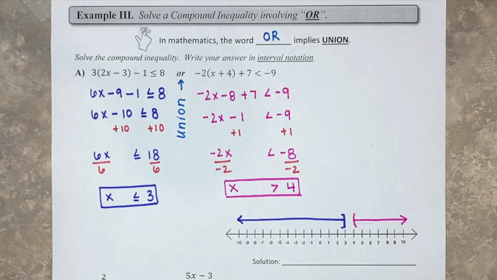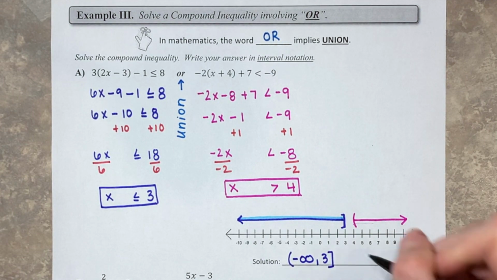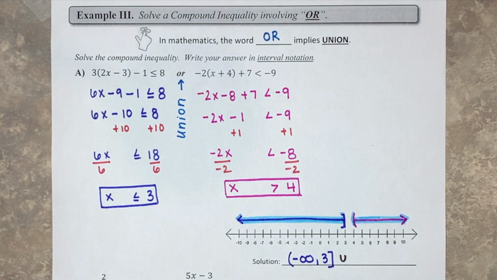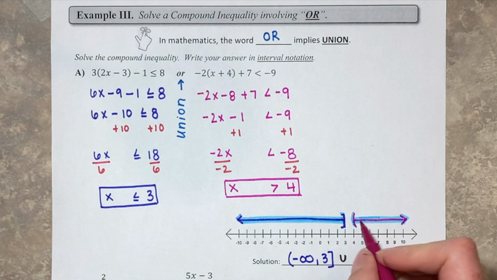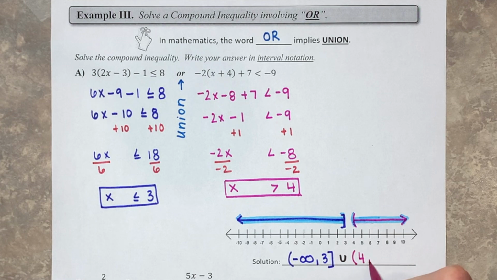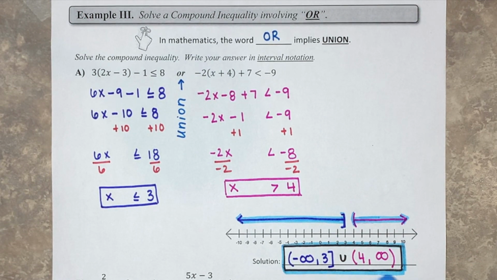Now for the union, you're supposed to describe everything in both sets. Everything in the blue set as well as everything in the pink set. We can describe everything in the blue set using interval notation as -infinity to 3. Then we'll draw our union symbol, and then everything in the pink set can be described as 4 to positive infinity.